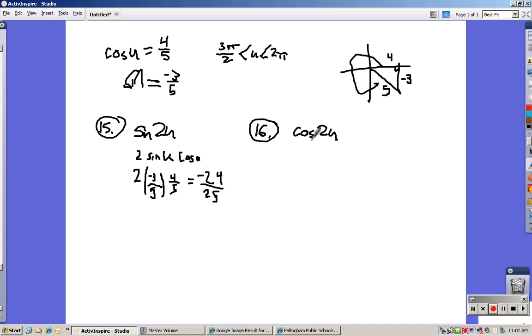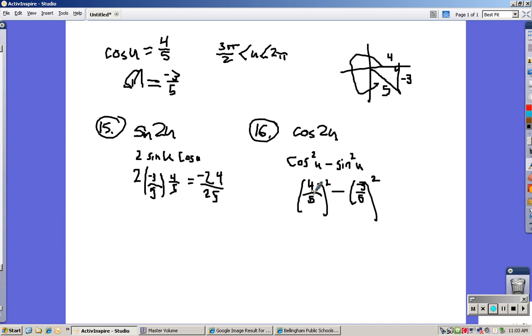Cosine of 2u, I could use any of those cosine relationships that I want. For some reason, I prefer cosine squared of u minus sine squared of u. I don't have a good reason for it, it's just the one that I seem to like. So cosine u is 4/5, and that's going to get squared. Minus sine u is -3/5, and that's going to get squared as well. And then I'll subtract them.